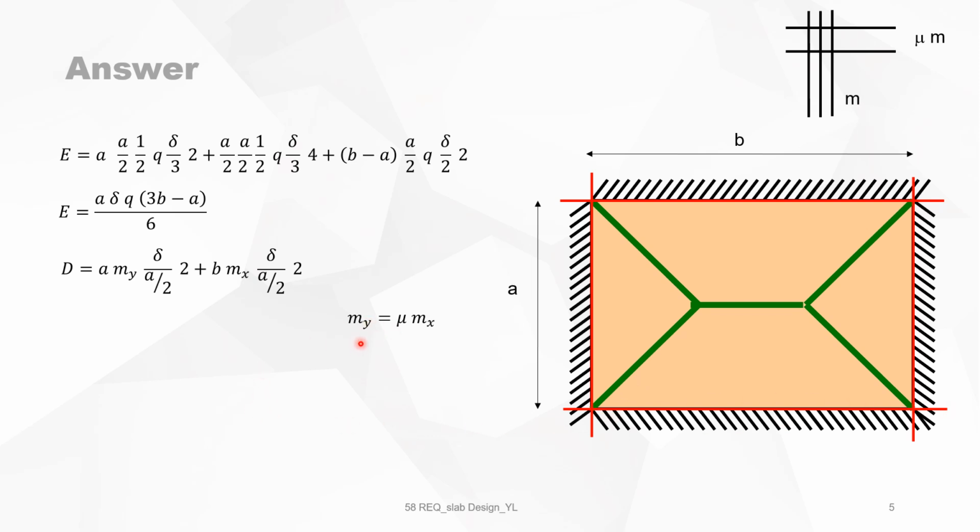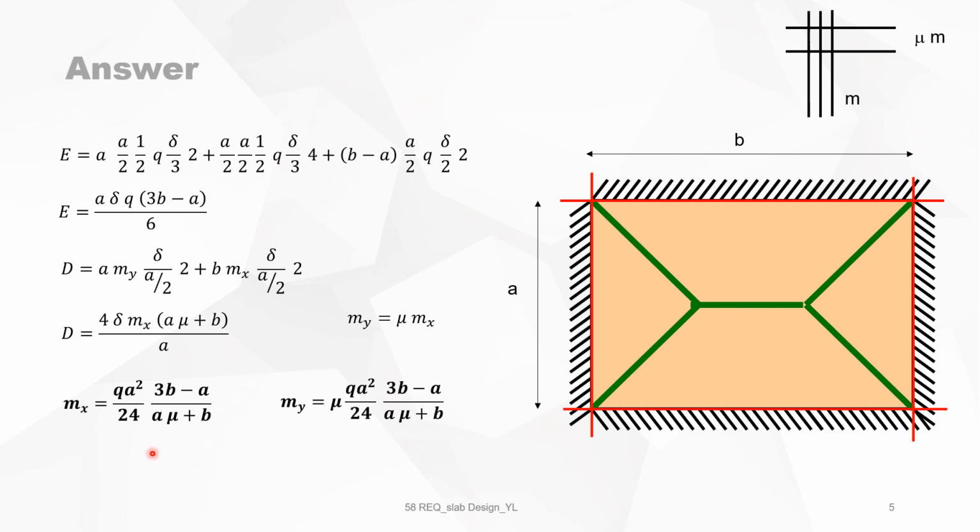We know that my is mu mx, and simplifying the equation, we obtain this. Now E is equal to D, so we get mx out of it, because everything is now expressed in mx. And this is then the formula. So the mx bending moment is q a squared over 24 times something which is only dependent on the geometric characteristics. And then my is of course mu times mx.